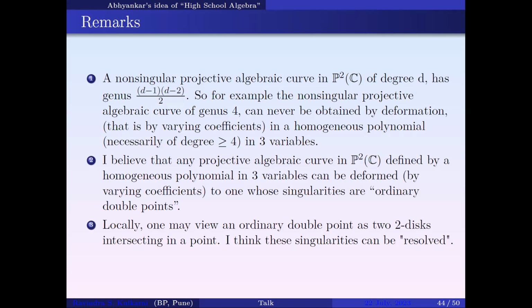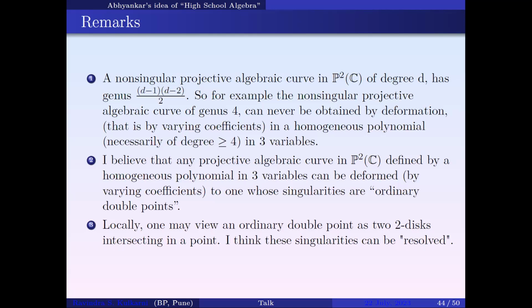So I believe that any projective algebraic curve defined by a homogeneous polynomial in three variables can be deformed by varying coefficients. Even by varying coefficients in the genus 4 case, you cannot avoid the singularity. But you can avoid the singularities when the singularities are of a special type, which they call ordinary double points. And I think in this resolution of singularities, if you come to this stage, you are already done. With more complicated singularities, you have to reduce to these ordinary double points.